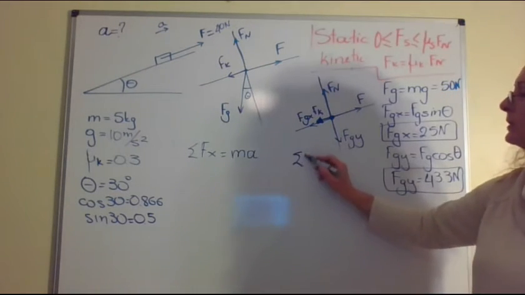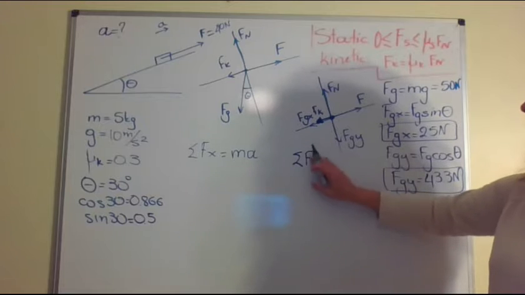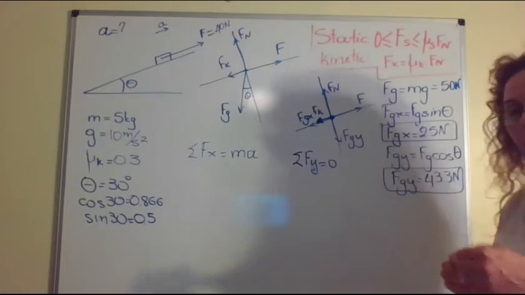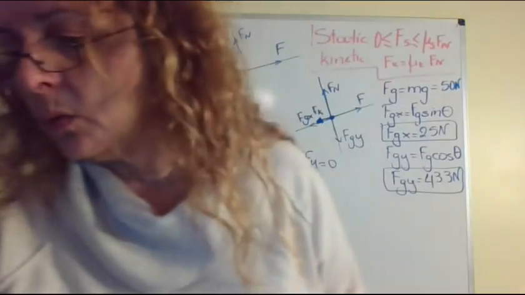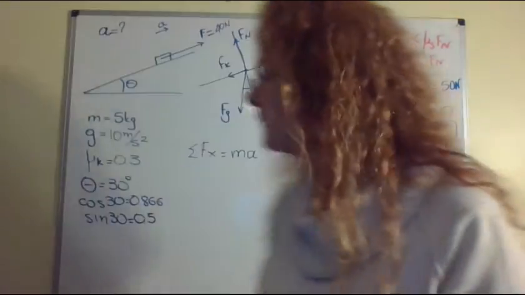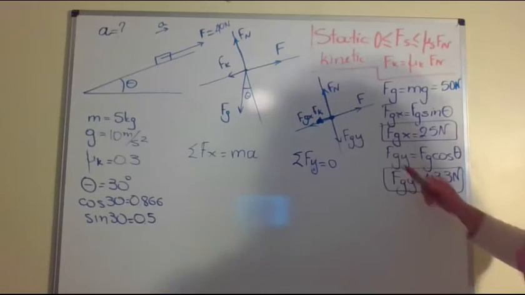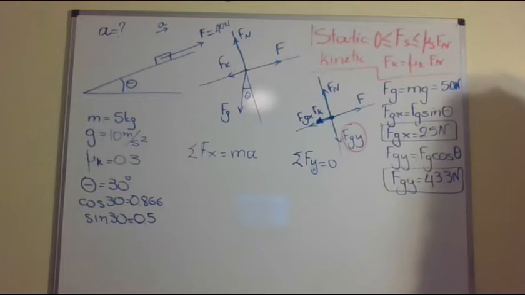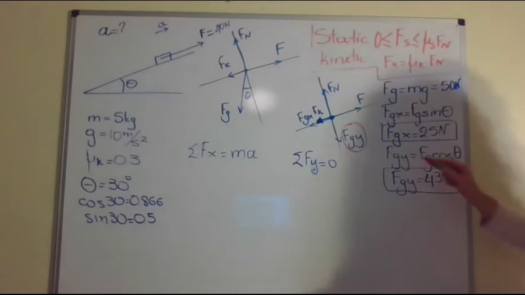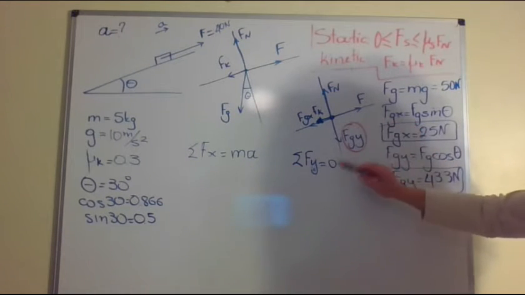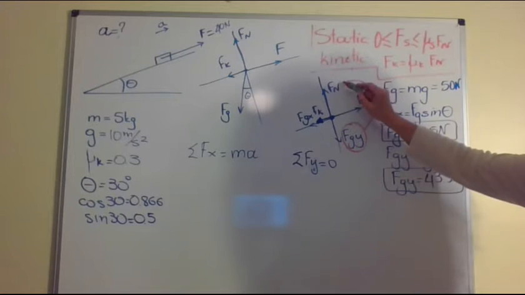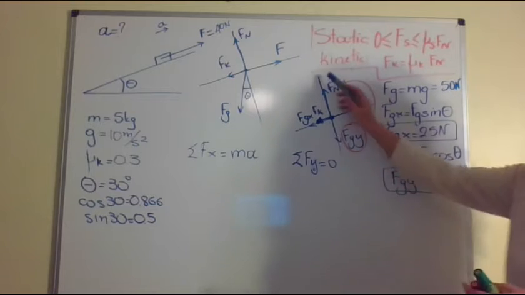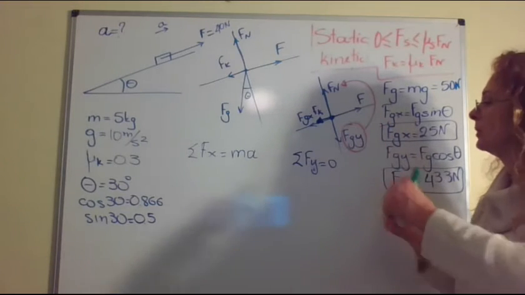Well, the sum of forces on the y-axis should be 0. Again, what do we have? I have the force due to gravity on the y-axis. So what am I going to do? I will use the sum of forces on the y-axis to find the normal force. There are no other forces on the y-axis besides these two.